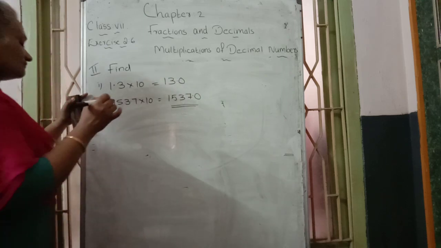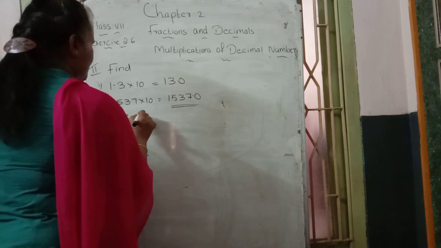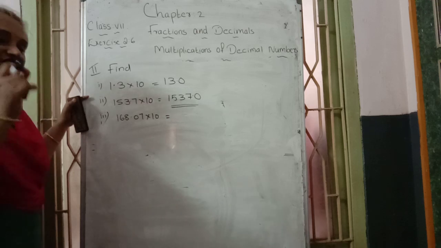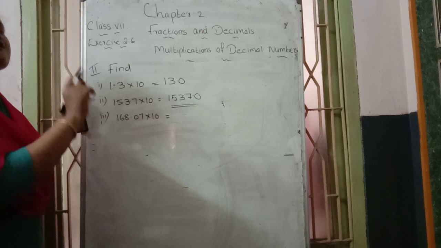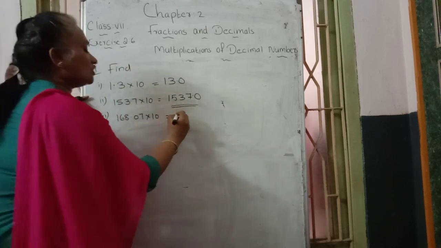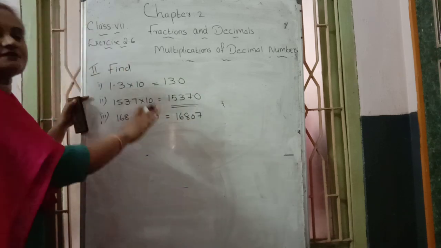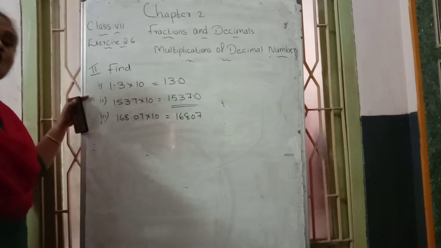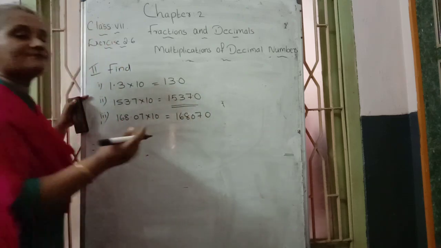Then the third question. The third question tells about 168.07 into 10. Another question where we want to multiply this number. What is the easiest method? Write the same number without the decimal point, the multiplicand place number, without the decimal point: 16807. Just that multiplicand place number. Then multiply with which number? 10. Then look at 10, it contains how many zeros? One zero. That one zero you keep.